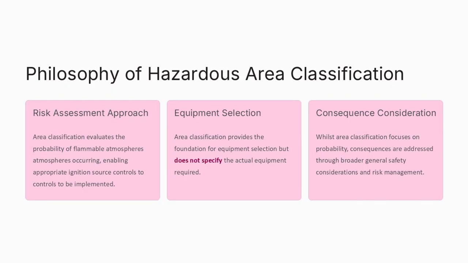Once you've done this, then ignition sources can be prevented. But area classification does not specify the equipment. Area classification doesn't look into consequences. These are part of the general safety considerations.